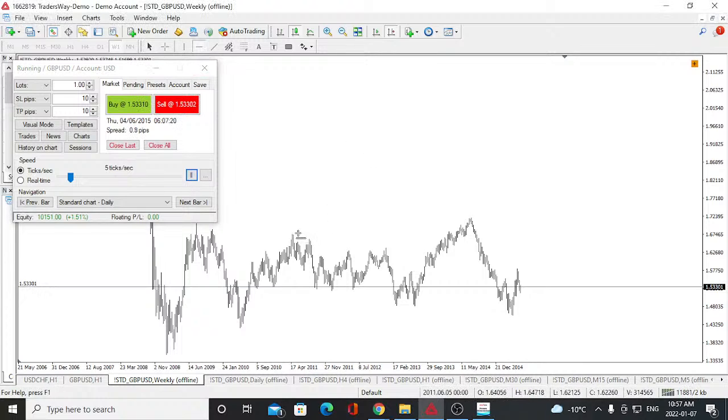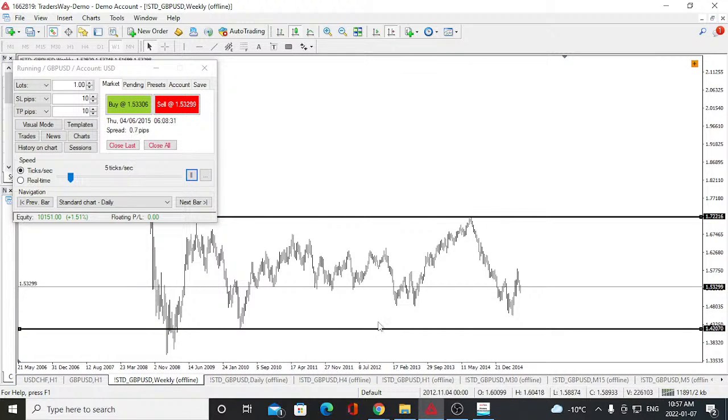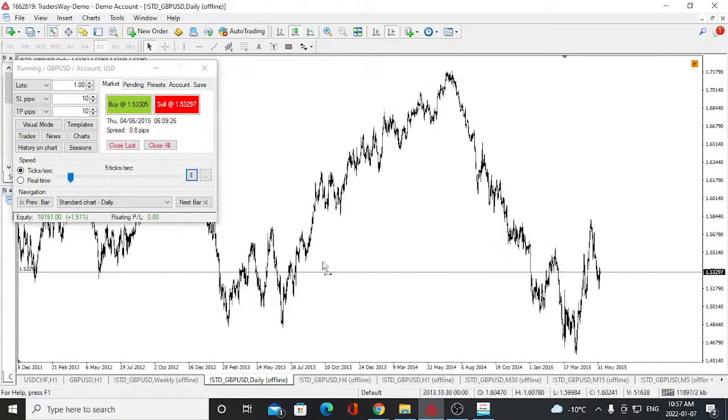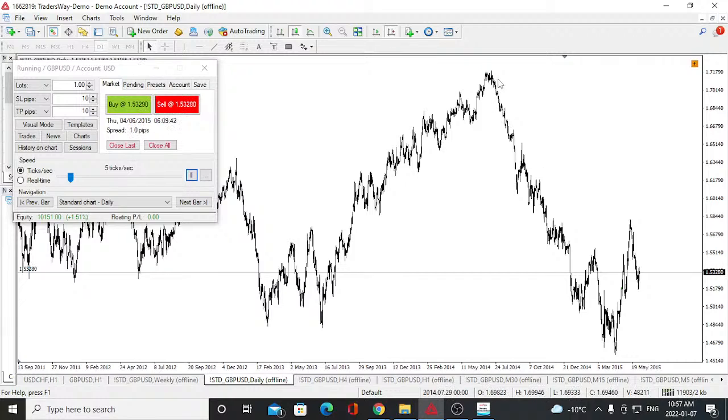Let's assess the situation by trying to plot out supports and resistance. So on the higher time frames, we see that these are support and resistance. So now when we go to the lower time frame, we can zoom out and we can see that those support and resistance are right here and right here.